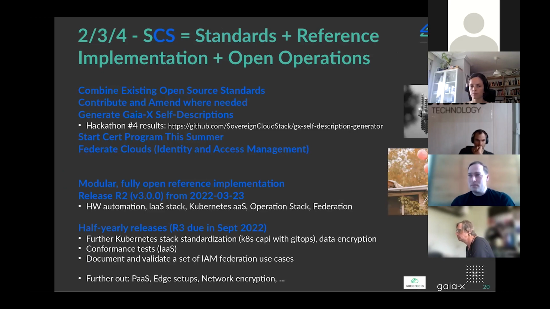We have already 2 releases behind us. The last one was March this year, where we really further developed the hardware automation and the automated installation. Our Kubernetes as a service platform built on the cluster API is now also being used by the GXFS project, for example. And we have worked on the federation pieces to make sure we can link together SCS platforms. We have this half-yearly release cadence where we will bring a new release every 6 months.